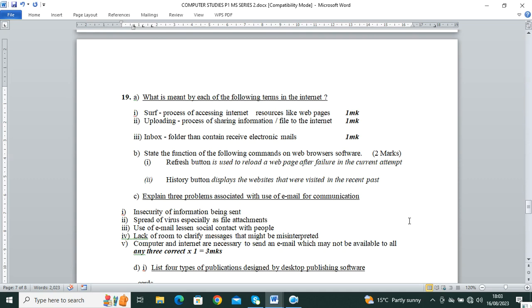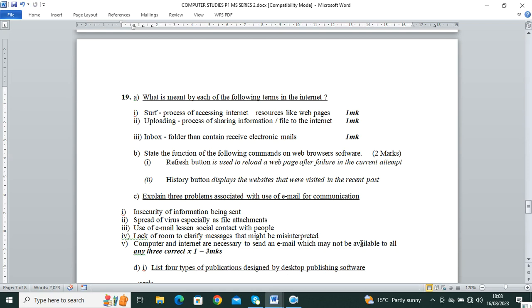So to surf is to browse or to access the internet. To upload is to share a file from your system to the internet. Then we have the cousin, download. Download is getting a file from the internet to your machine. Then we have inbox. Inbox is the folder that contains the files that you receive.